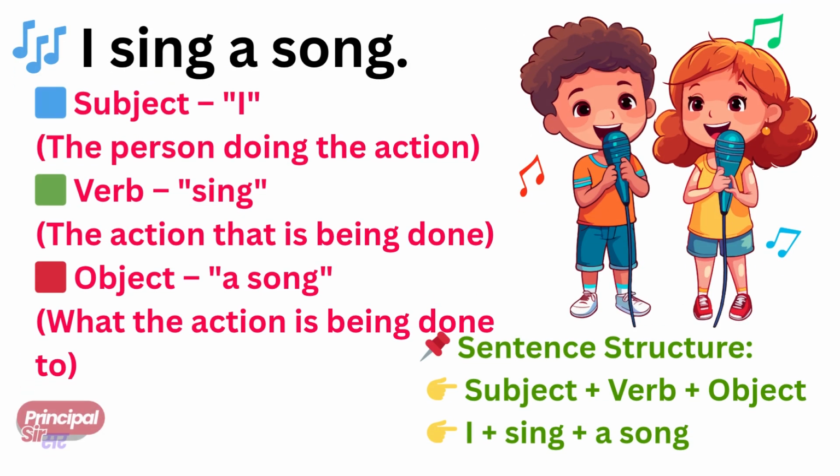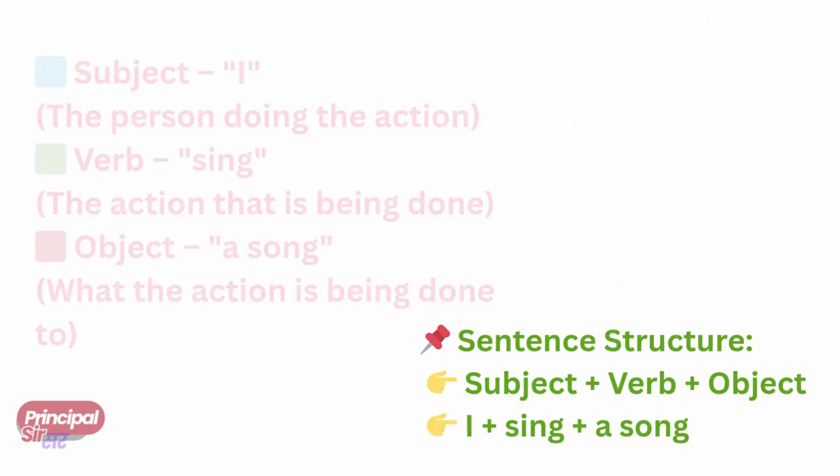Sentence: I sing a song. Subject: I, the person doing the action. Verb: sing, the action that is being done. Object: a song, what the action is being done to. Sentence structure: subject plus verb plus object. I plus sing plus a song.